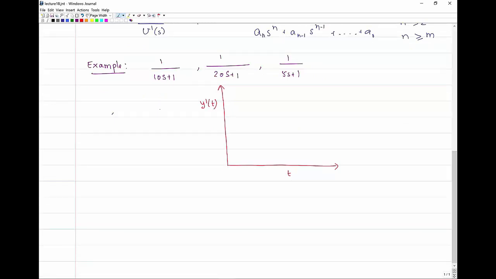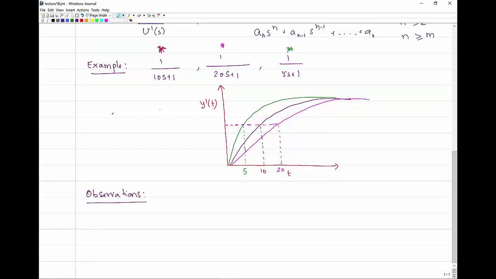Now let's take three simple first-order transfer functions and relate the location of their poles to their qualitative behavior. We already know that a transfer function with a smaller time constant responds faster, and a transfer function with a larger time constant responds slower. We can make a few observations from these graphs. Larger tau leads to slower response. Smaller tau leads to faster response.